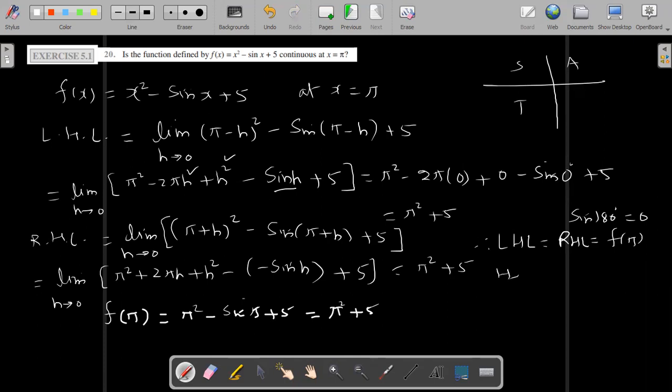Hence f(x) is continuous at x is equal to pi.